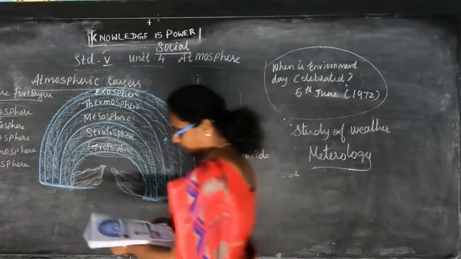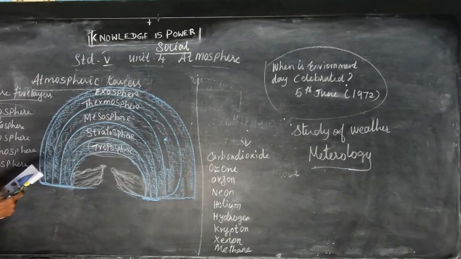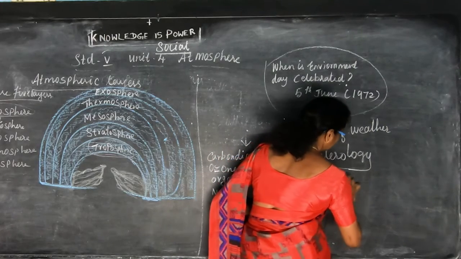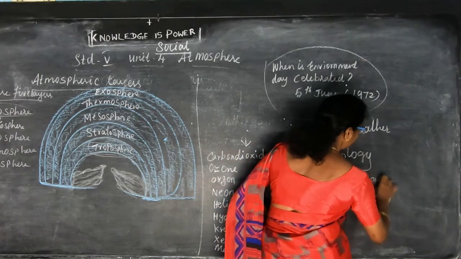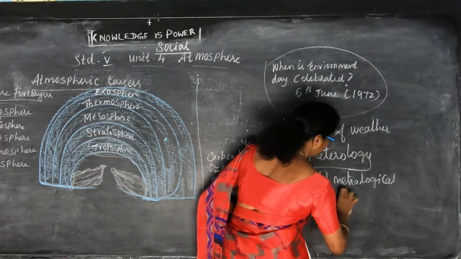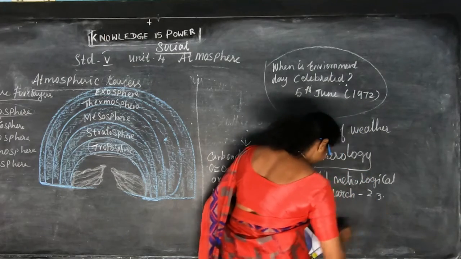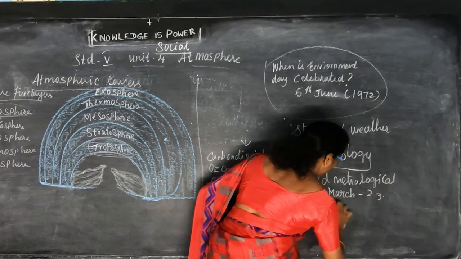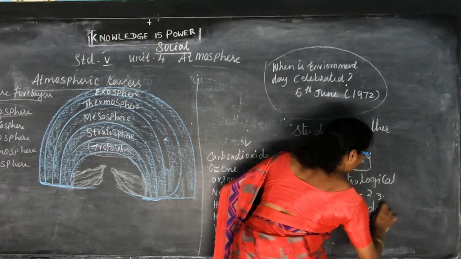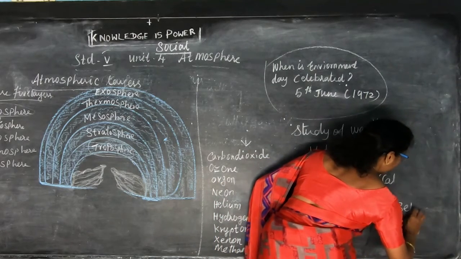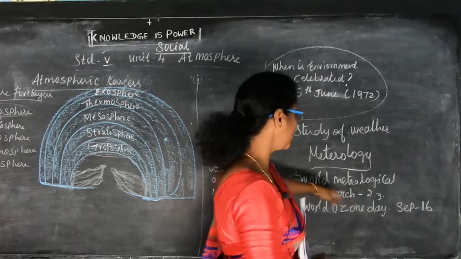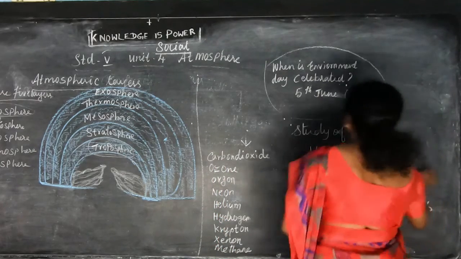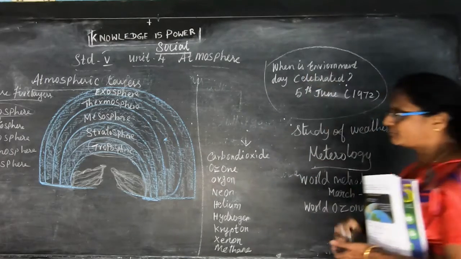Okay. Now, World Meteorological Day is March 23rd. And World Ozone Day is September 16. All this you have to learn, children, whatever is given in the boxes. So World Meteorological Day is March 23rd, World Ozone Day is September 16th, and World Environment Day is 5th June.